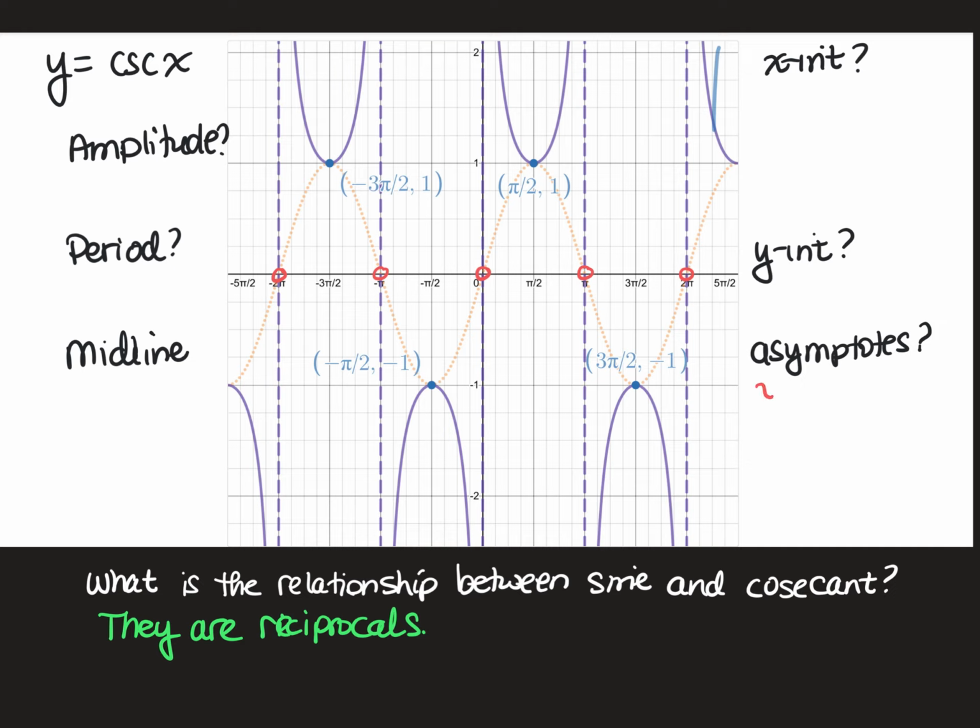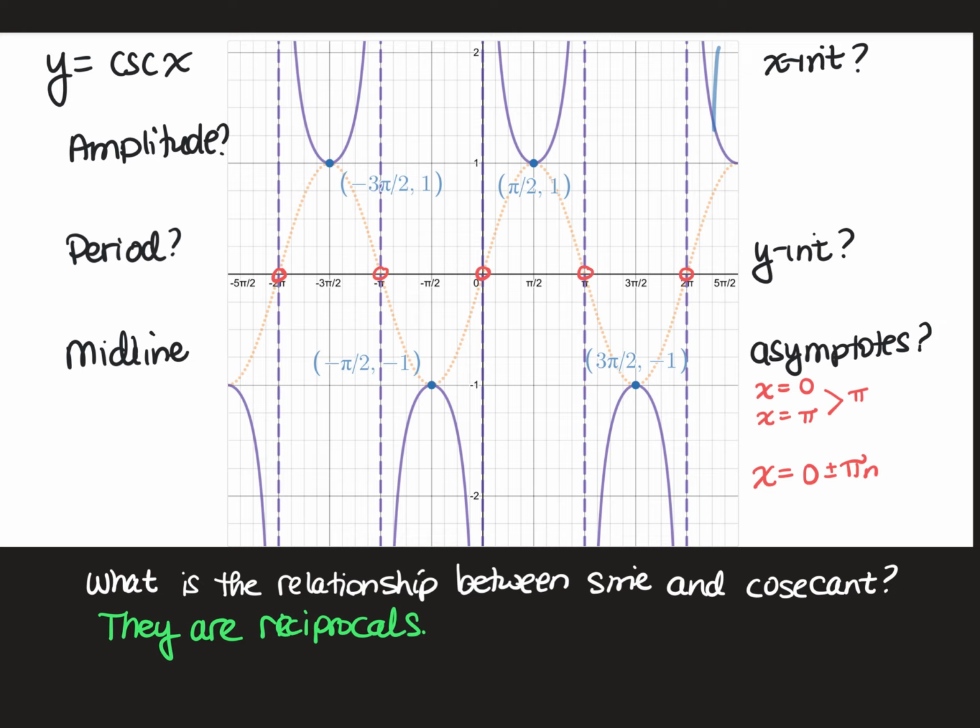Now I asked you to identify at least 3. So I could say x equals 0, x equals pi, and so on. These are separated by pi units. So my generic asymptote will be x equals plus or minus pi times some number n.